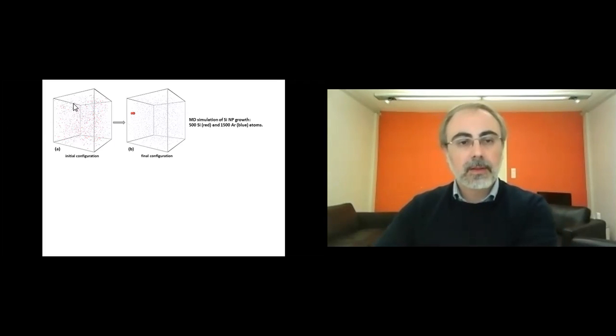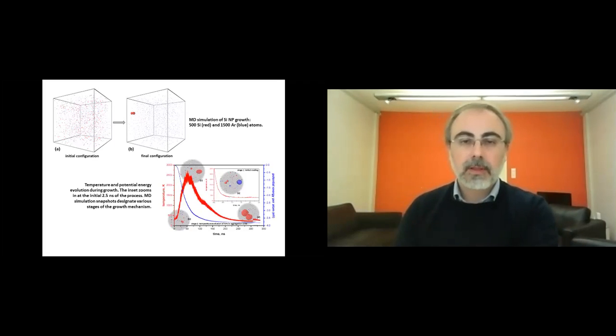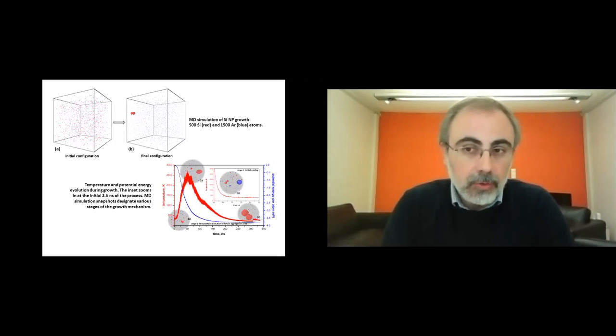So here you can see the initial configuration, and after a while the sputtered atoms cool down, start bonding with each other, and create the primary clusters, which in this case, as you can see, two primary clusters have coalesced together and created this dumbbell-shaped nanoparticle.